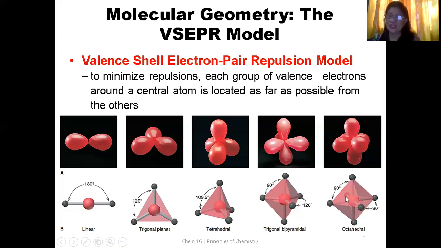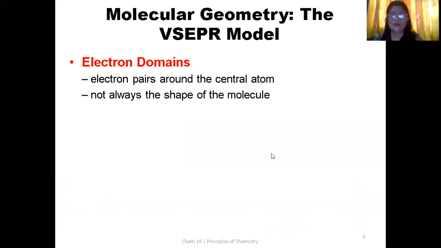sides. That is four on top, four also at the bottom. So that is octahedral. Each from the atom at the top to the center is 90. Then 90 also at the center. Okay. So before that, let us look into the meaning of electron domain.